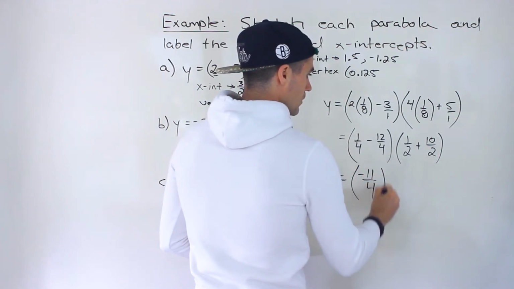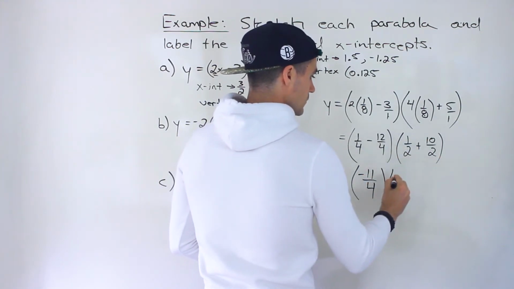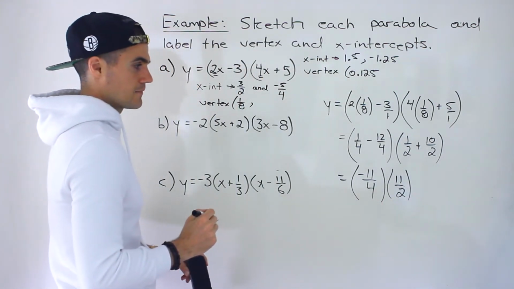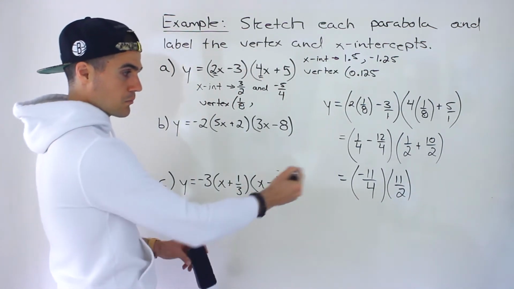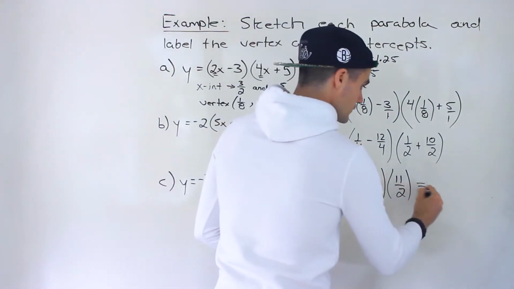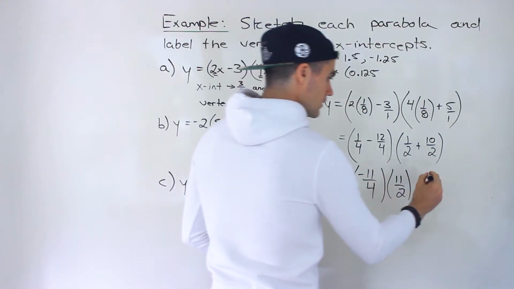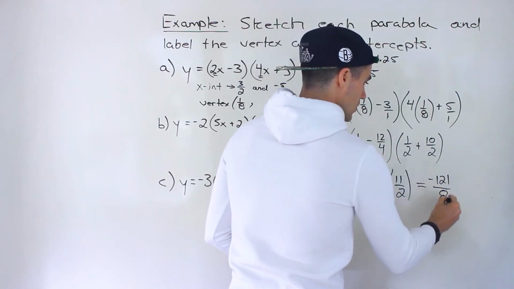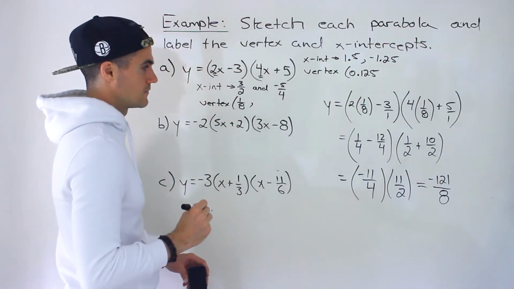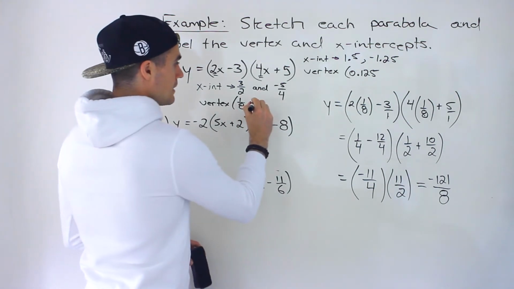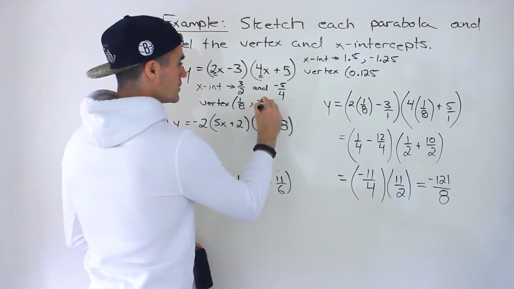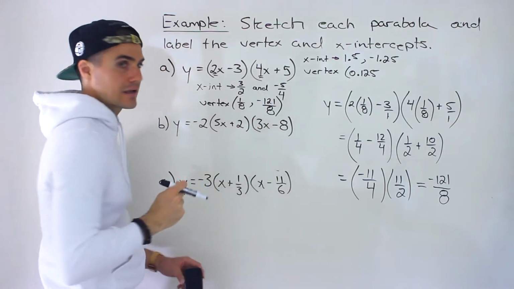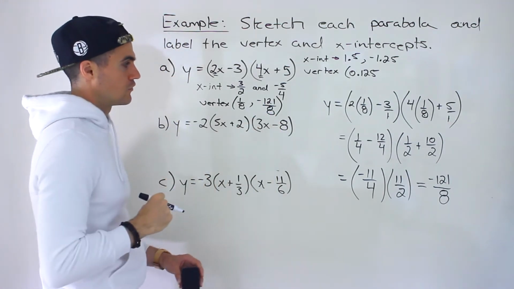That's going to be over 4. And then 1 plus 10 would give us 11. That's going to be over 2, like that. And then from here, we're multiplying fractions now, so all we have to do is multiply the numerators, which would be negative 121, and then multiply the denominators, which would be 8. So negative 121 over 8 ends up being the y value of the vertex.